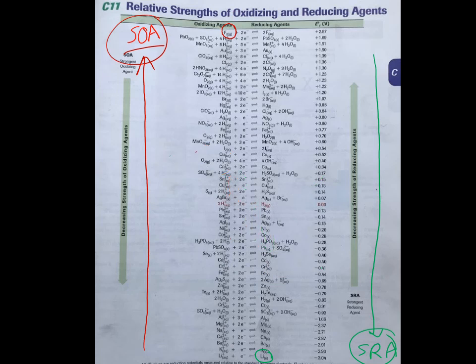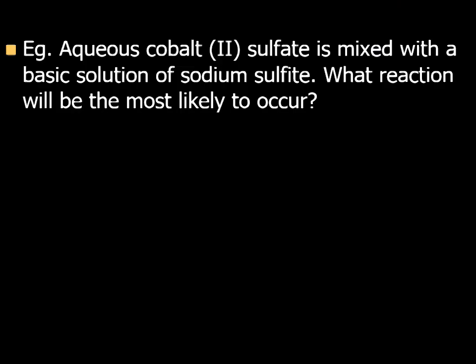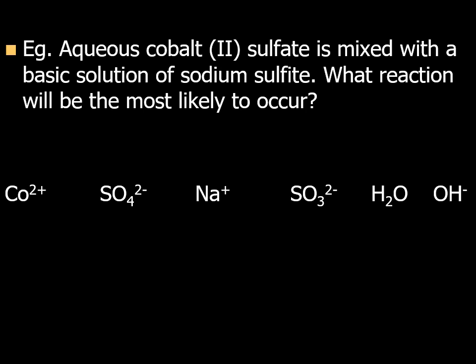So essentially, what we're going to be looking for is, do we have strong oxidizing agents? We'll go through the list. And do we have any strong reducing agents? We'll go through the list of the things we have. And of those that we have, are we going to actually get a reaction? And if so, what is it? So let's say aqueous cobalt-2 sulfate is mixed with a basic solution of sodium sulfite. What reaction is most likely to occur? The first thing is to make sure you know what you have. So write down the actual species, understanding that if you have an ionic substance that is aqueous, you actually have the ions of it, and you don't have other things.